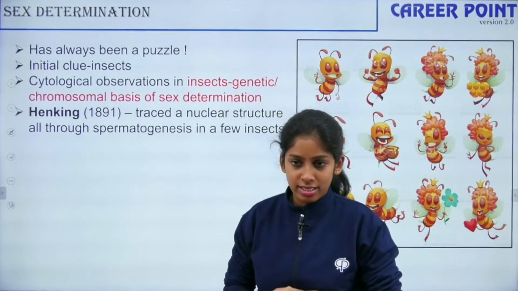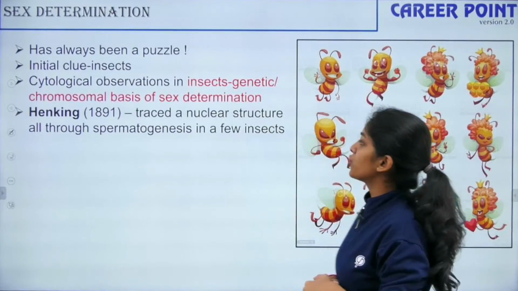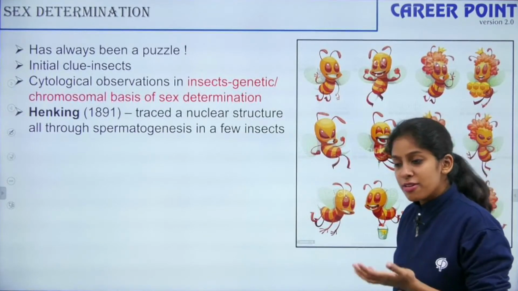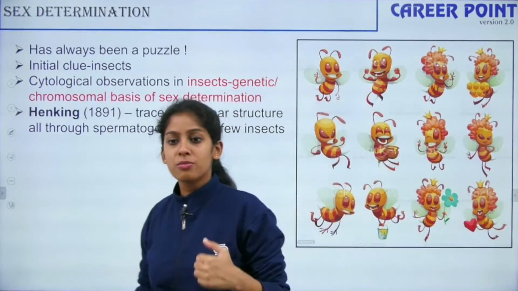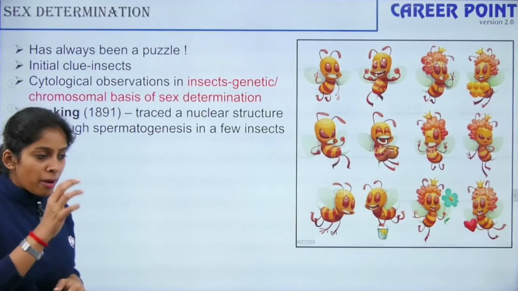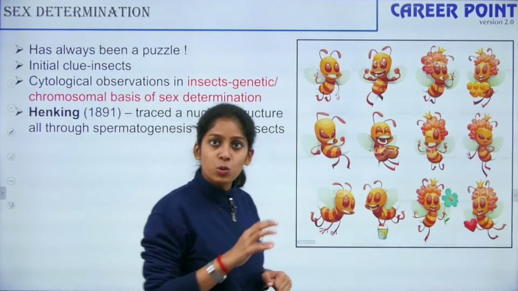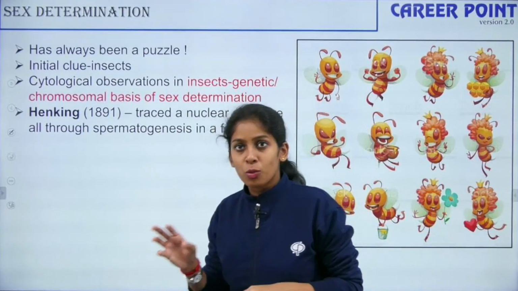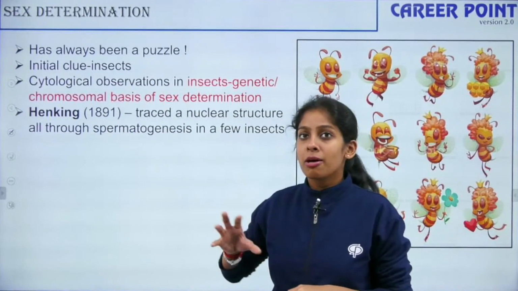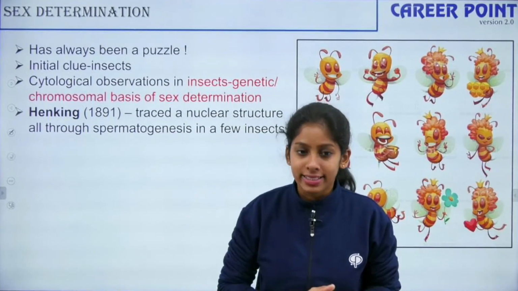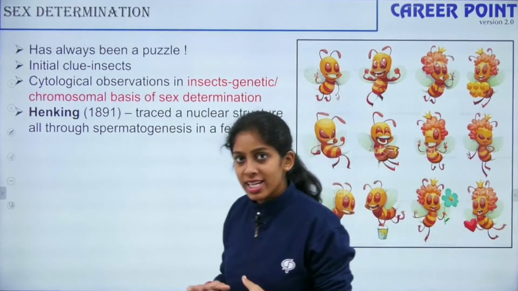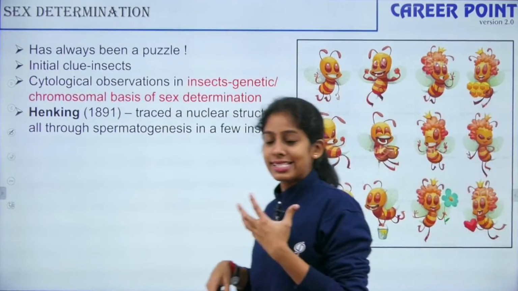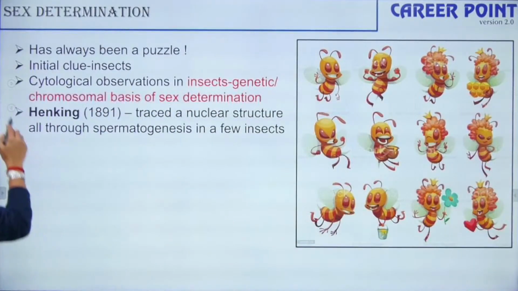There was one more scientist here, he is known as Henking. He traced a nuclear structure all through the spermatogenesis in a few insects. Spermatogenesis is the process of production of sperms in the male, which is the gamete. So if the insect is diploid, if it has 46 chromosomes or 23 pairs, after spermatogenesis the sperm will have only 23, right? So when he went on to trace the structure in the sperms, that gave us a clue as to what is exactly happening during sex determination.